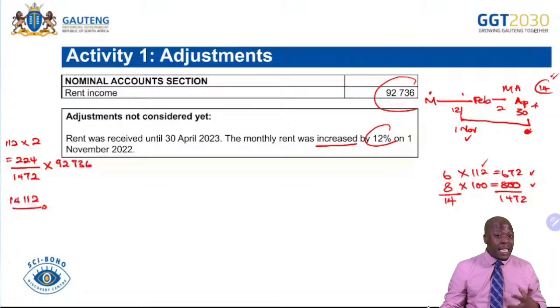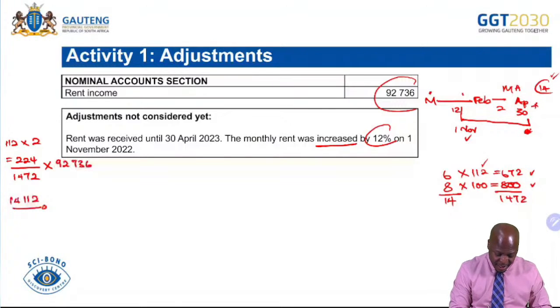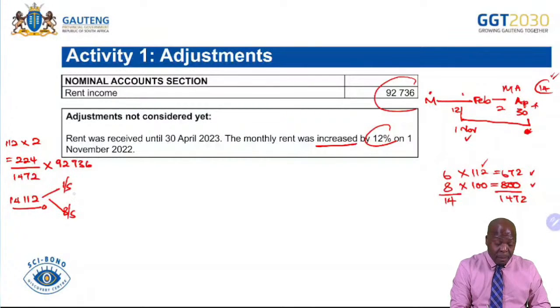And once we have income received in advance, it must be adjusted in 2 places. That is, namely, your income statement and your balance sheet. In your income statement, this is income received in advance, so we subtract it. In a balance sheet, it goes to trade and other payables.